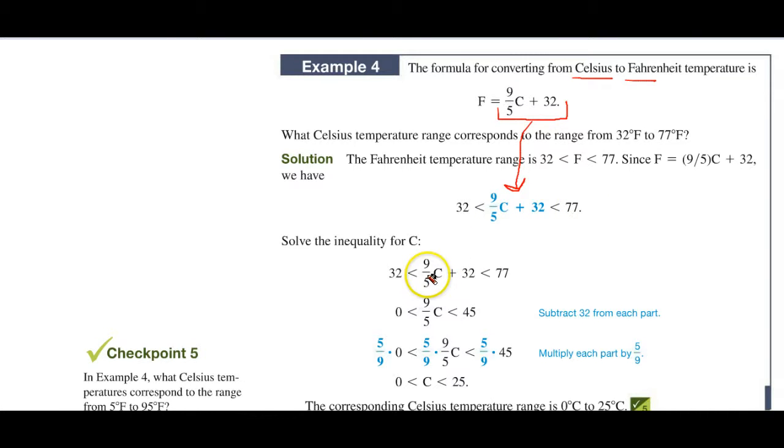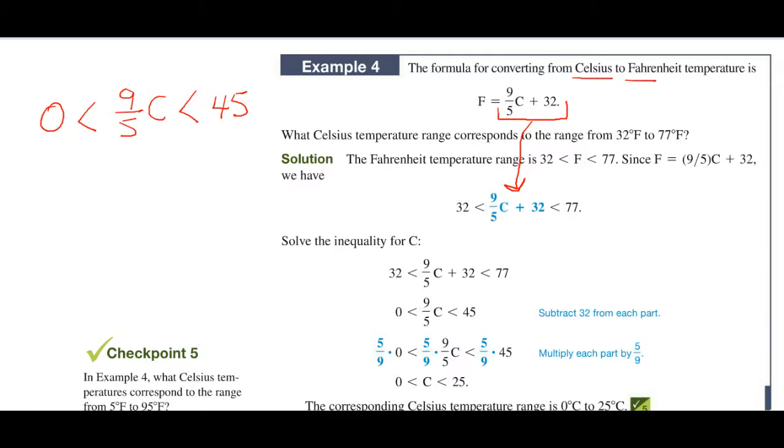So a technique to solve this, as we mentioned, would be to subtract 32 from this, and from this. And that's what they're showing here. Okay? Now, let's pick it up from here.